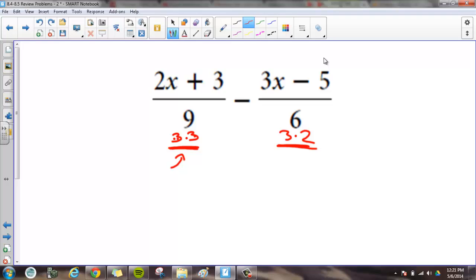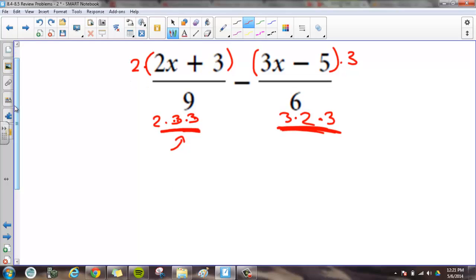Well, I notice this one has two 3's, so I need another 3 over here, so I'm going to multiply by 3 on top and bottom. And now, what's over here that's not over on this side? Well, this one has a 2, so I multiply 2 on top and bottom. And now I got a common denominator right there. Notice my common denominator is 2 times 3 times 3, which is the same as 3 times 2 times 3. That just turns out to be 18.